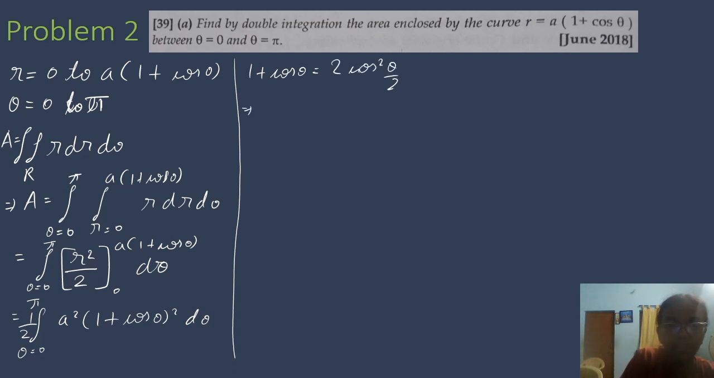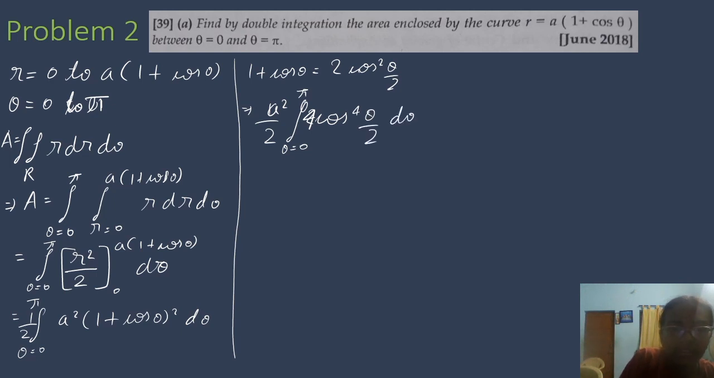Hence, we shall substitute this value. We shall get a square by 2. Let us take a square outside. Theta equals 0 to pi, 2 cos to the power of 4 theta by 2 into d theta.